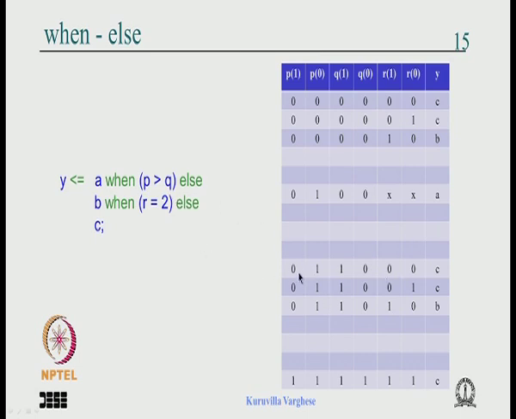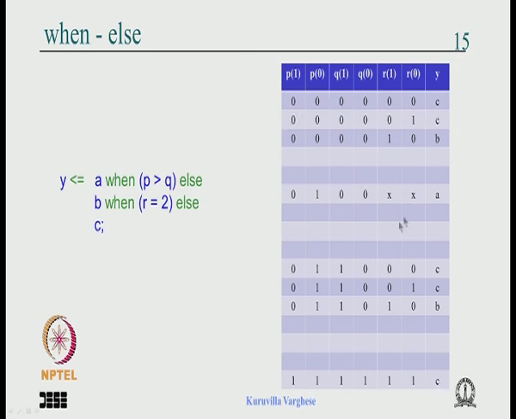And when it comes to this case, you see P is 0, 1 and Q is 1, 0, so P is less than Q. Then you look at the value of R, 1, 0, this is 2, then as specified Y is B. But in other cases where P is less than Q and R is not equal to 2, Y is C, and you can populate these values all the way from 0, 0, 0, 0, 0, 1, all the way to 1, 1, and 1, 1, where P is not greater than Q, R is not equal to 2, so this is C.